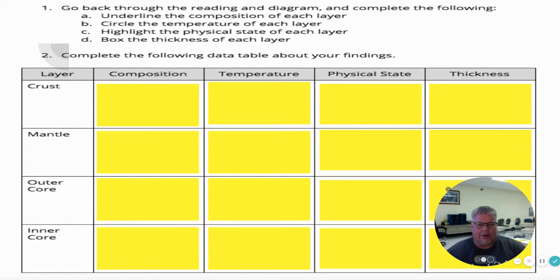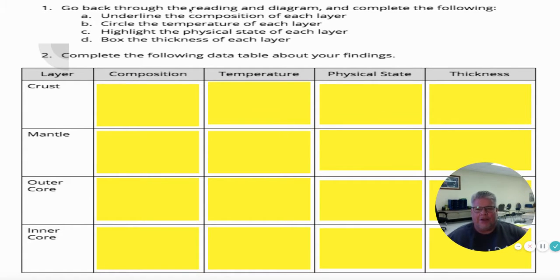So now we're going to look at this table. Up here, it says you can use some of the highlighting tools or maybe make your words different colors in the text or something, you can do that. But you don't have to worry about this up here. What I do want you to do is fill in the chart. So I'm going to help you with the crust and show you where to find the answers. The word composition means what is it made out of?